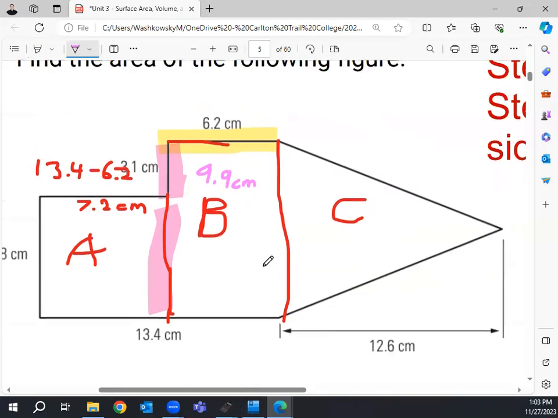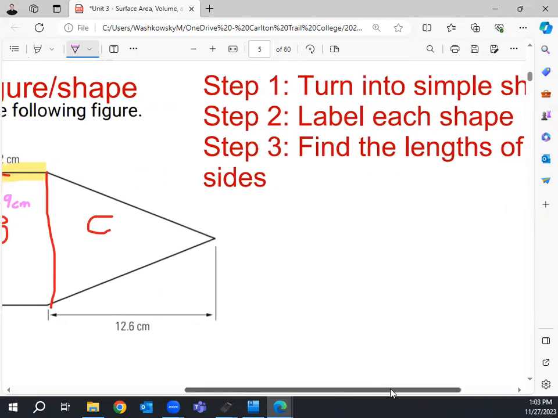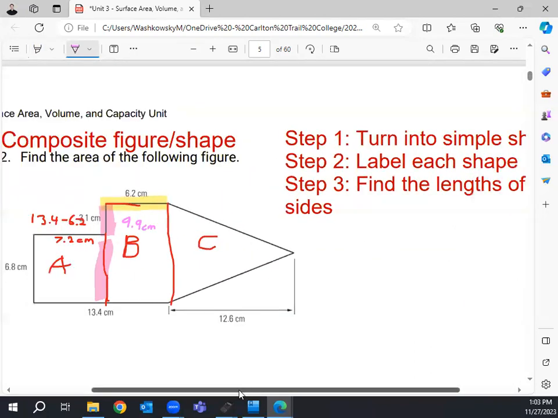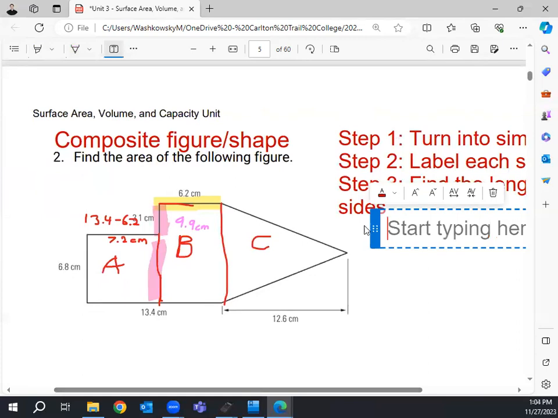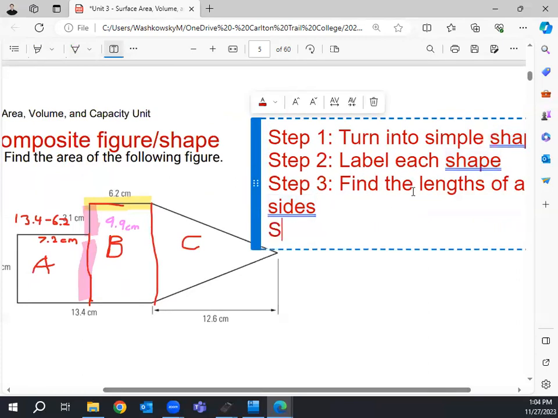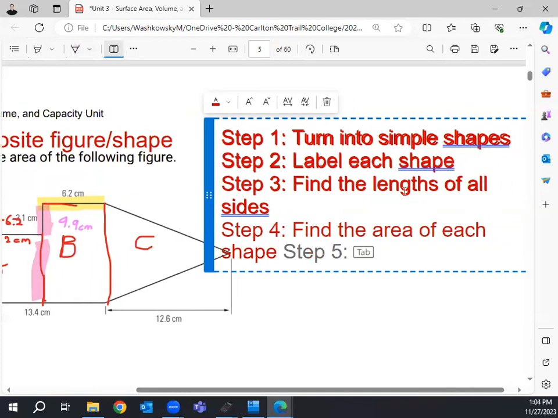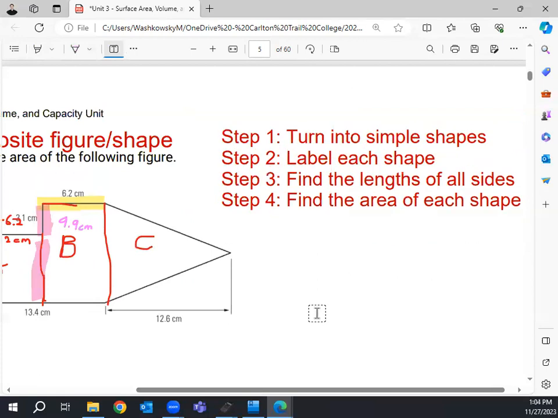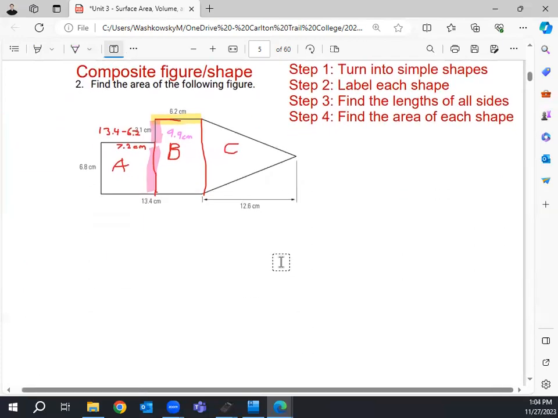So I've done it. I've now officially found the lengths of all the sides. So now I can go on to my next step, which isn't too hard. We just showed we know how to do it. Find the area of each shape. So I'm going to keep it nice and organized.